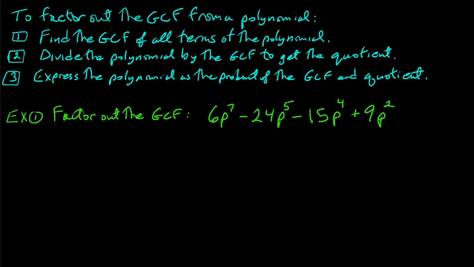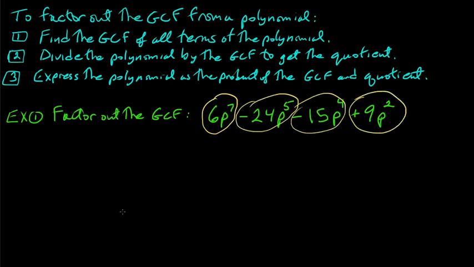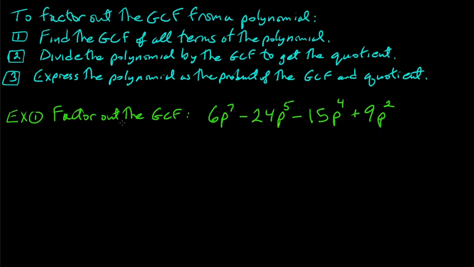Okay, so in order to factor out the GCF from a polynomial, you're going to find the GCF of all the terms of the polynomial. Remember what terms are? Those are the things you're adding and subtracting. So in our first example, this is a term, this is a term, this is a term, and this is a term. You're just adding up those 4 things. Well, you might say you're subtracting here, but you're adding a negative, right? So these are the 4 terms.